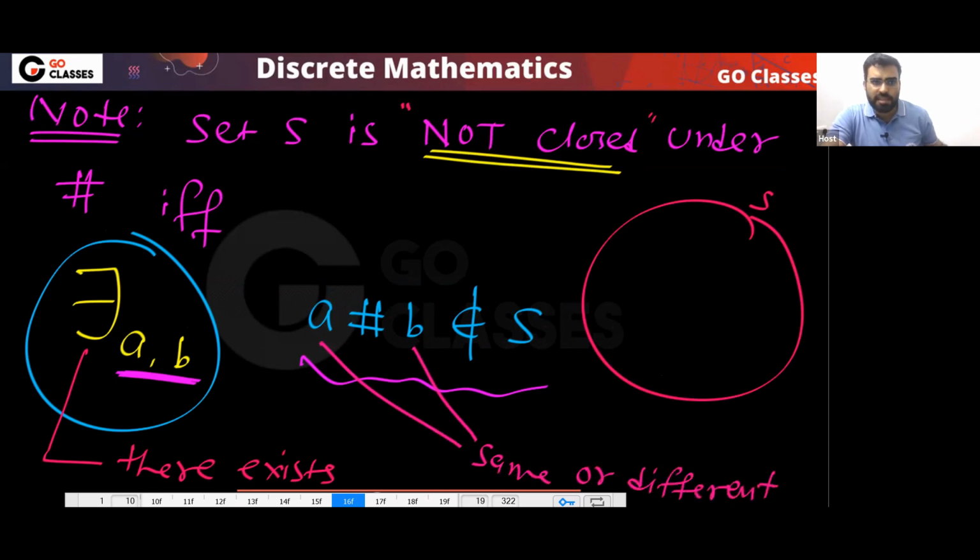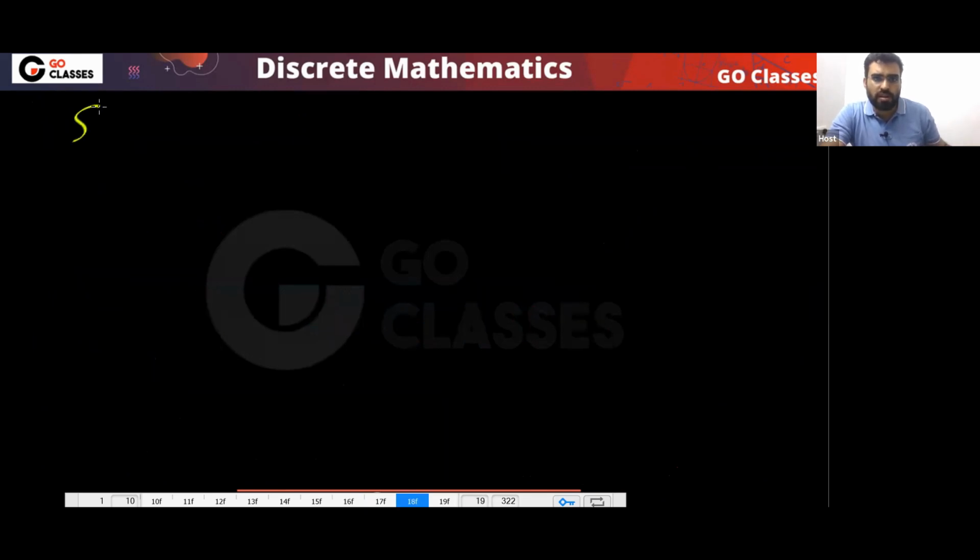The idea is that you have two elements, same or different, such that A hash B is not in S. So this is your idea of not closed. Okay, so tell me about this one. This set {0, 1} with plus. Is it closed?